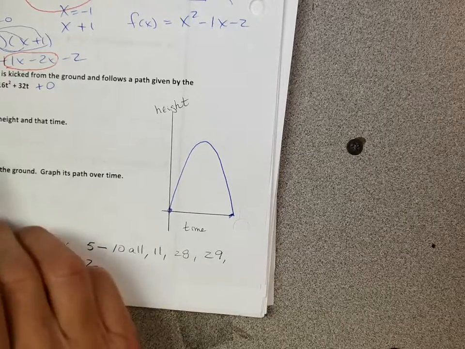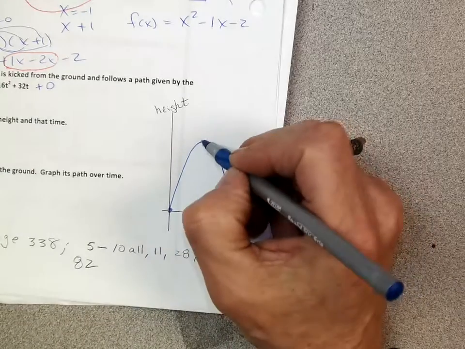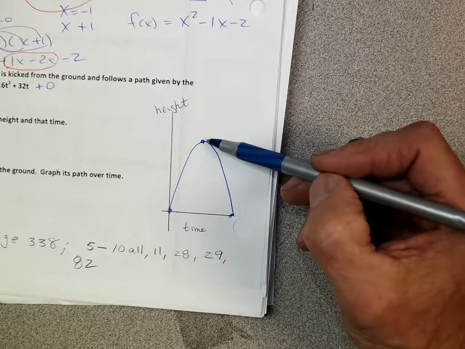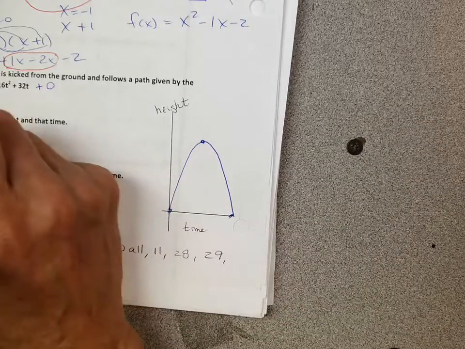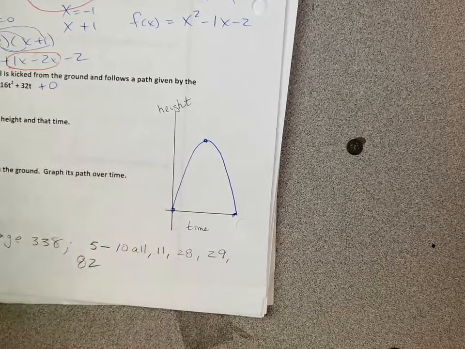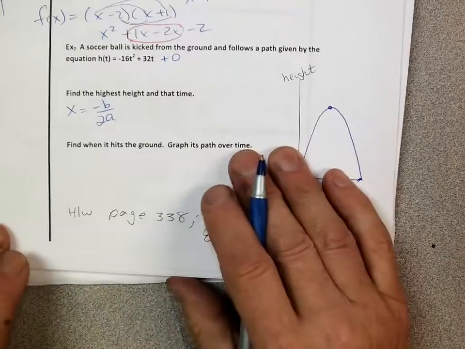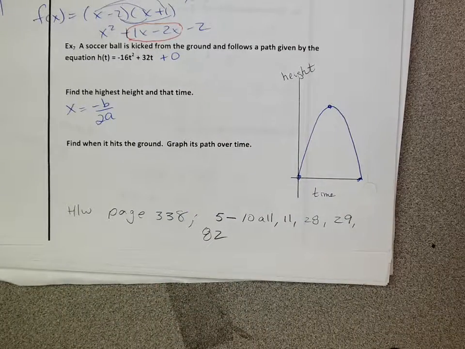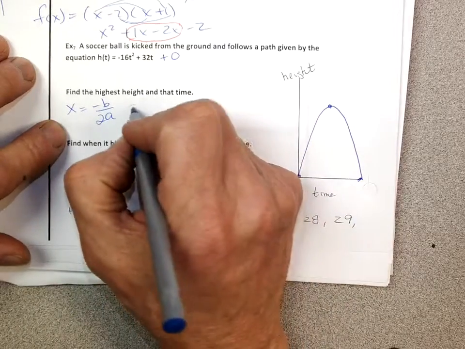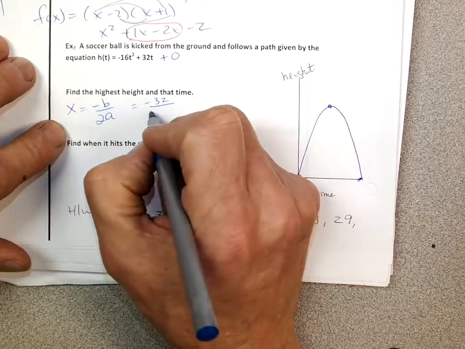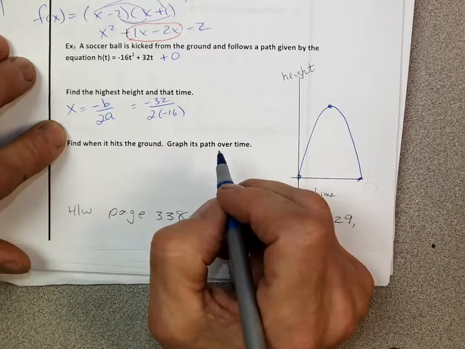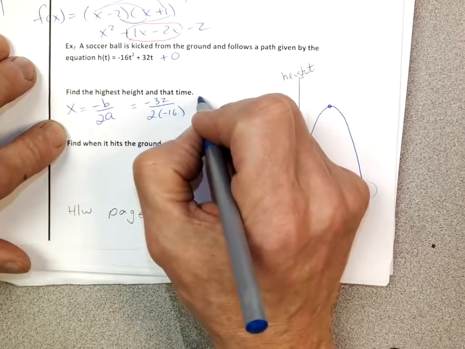Now we're missing some important numbers, aren't we? So first of all, find the height and that time. Now the height is here. What's that point called? The vertex. Now the vertex is found by our negative b over 2a. So this is what we did yesterday, right? Thank you, Gage. So let's do what we did yesterday. So negative b over 2a is going to be my negative 32 over 2 times my negative 16, which is 32 over 32, or t equals 1.